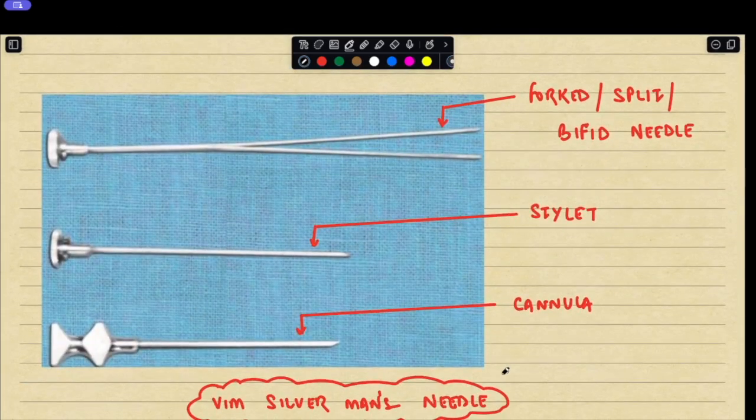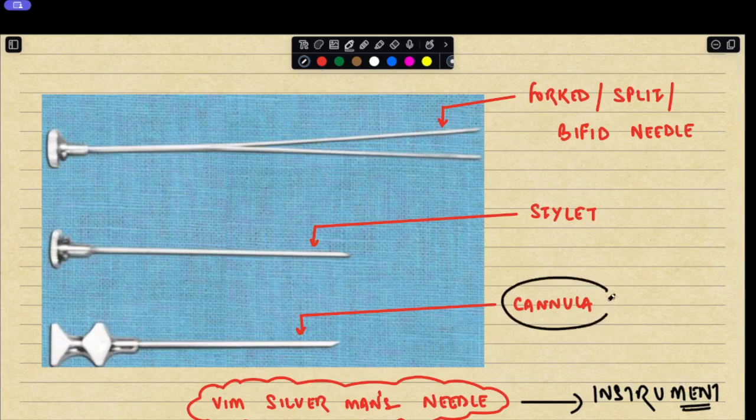So I already told you there is a cutting needle and there is an aspiration needle, or suction needle. This is a very common Wim Silverman's needle, very commonly kept as an instrument in your practical exams, both at the level of MBBS and in the PG level. Over here you can see that there are three important parts.